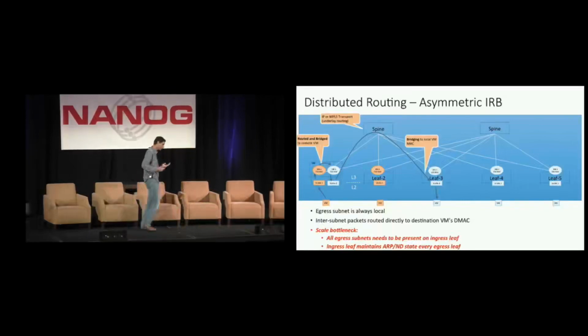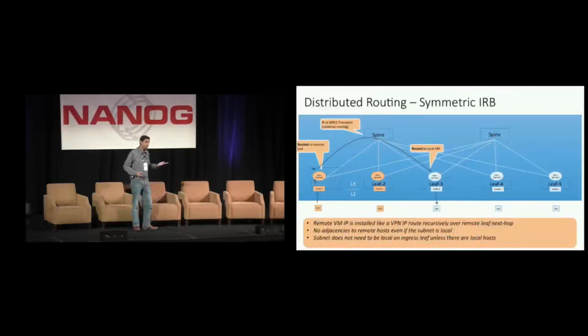So again, it's a little bit better in terms of scale as compared to centralized routing, since the routing function is distributed across multiple leaves. However, it is still somewhat of a scale challenge, because the ingress leaf still needs to maintain ARP entries or ND entries for all the remote hosts in a stretched VPN overlay or an EVPN instance.